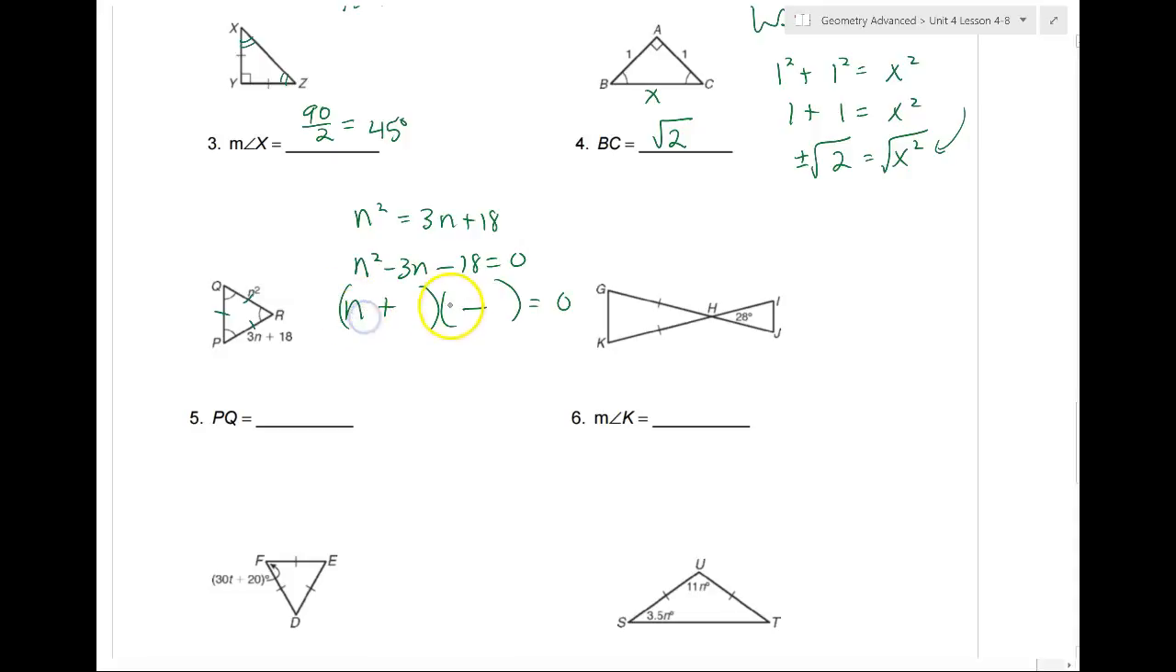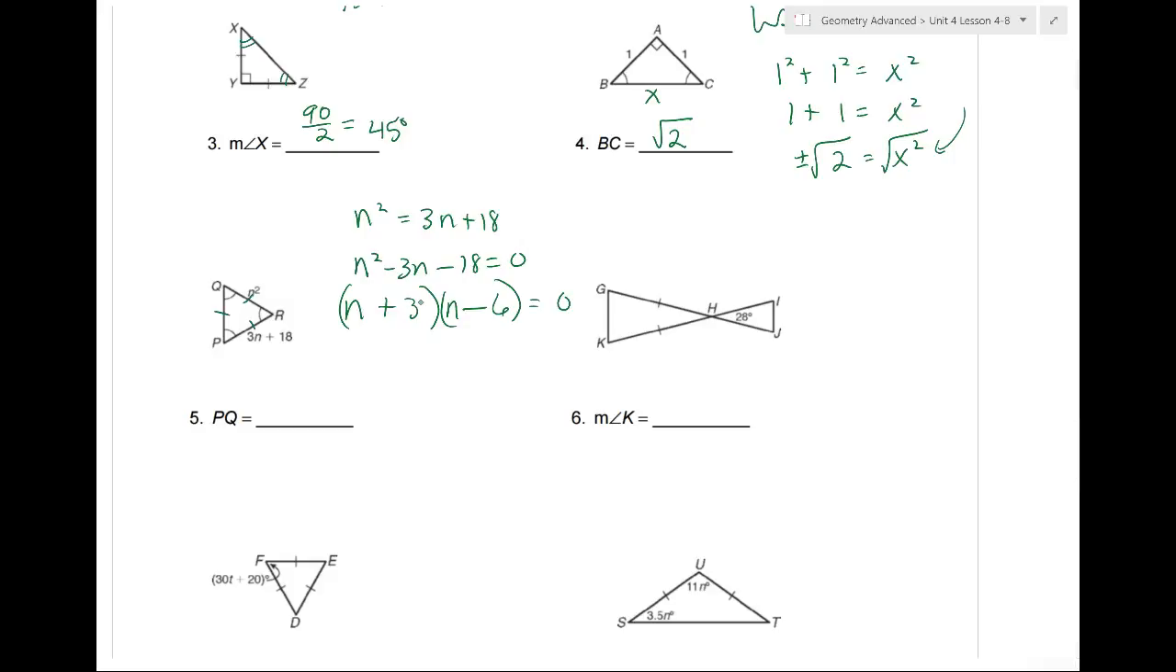So I have an n and an n. Now think about what two numbers multiply together to be 18, but their difference is going to be 3. 6 and 3. Where are you putting the 6? Where are you putting the 3? Yep, 6 and negative 3. Awesome with this. All right, now what do we do?